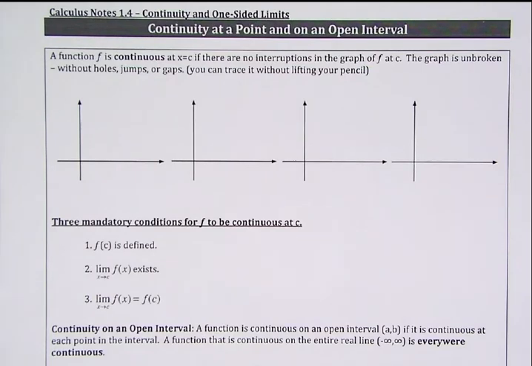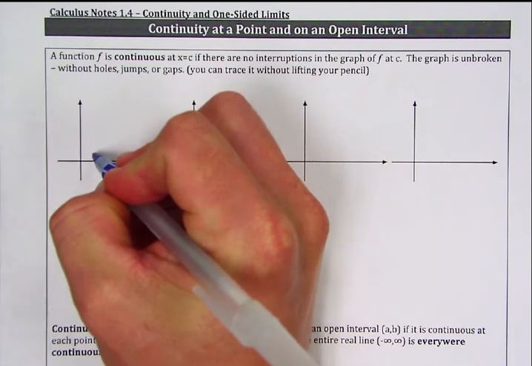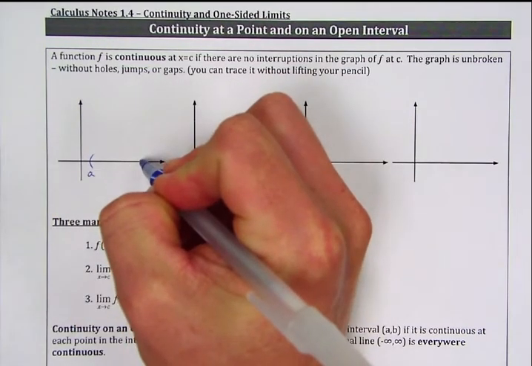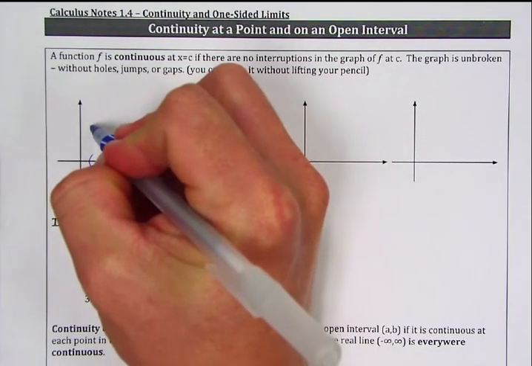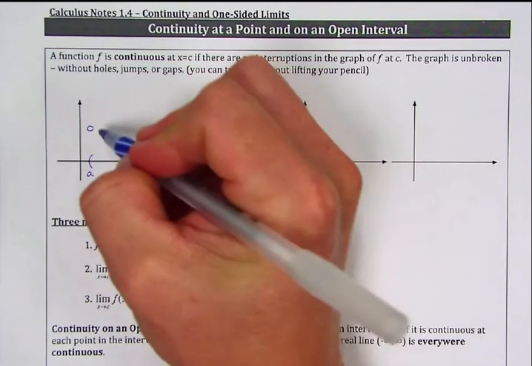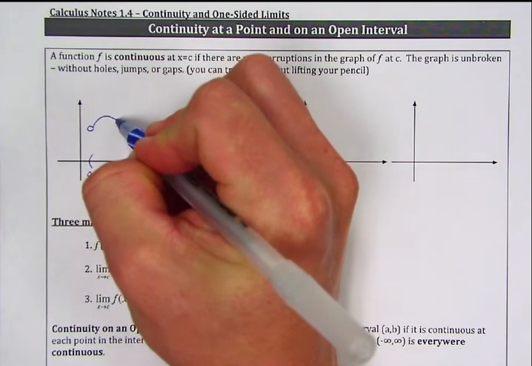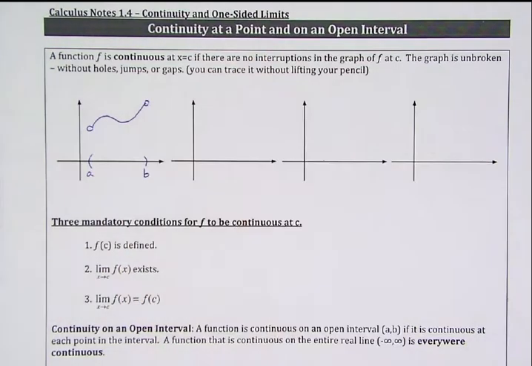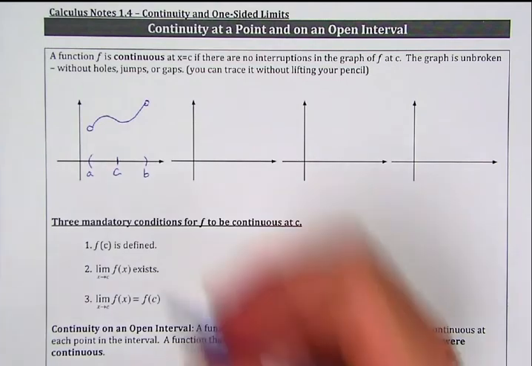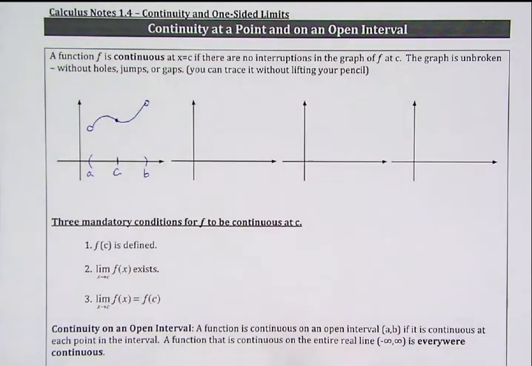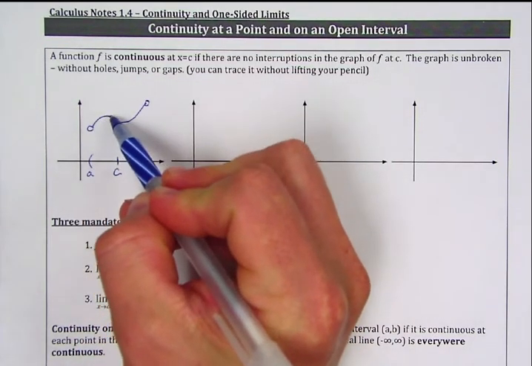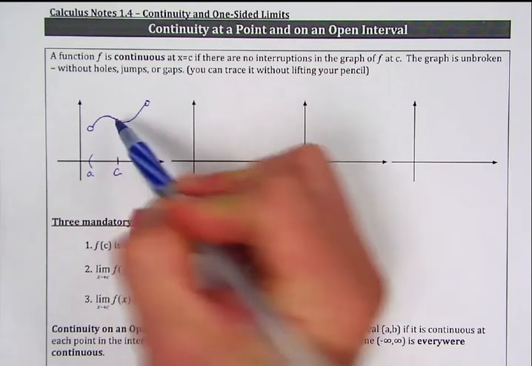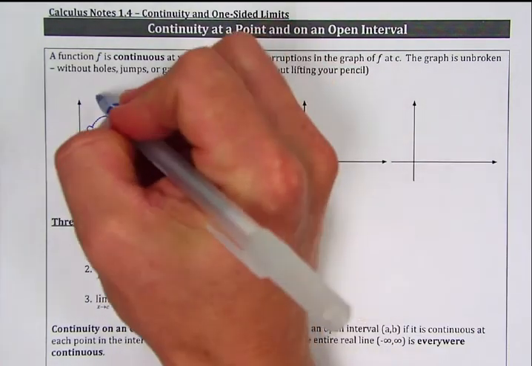So we're going to do this on an open interval. So we're going to use the parentheses here to indicate that, which means we don't actually care what's happening at f of a or at f of b. So here at x equals c, this is continuous if there are no interruptions in the graph. So you can see here that I can trace my pencil without lifting it, and therefore this would be continuous.